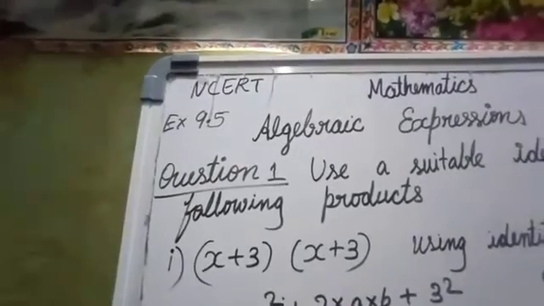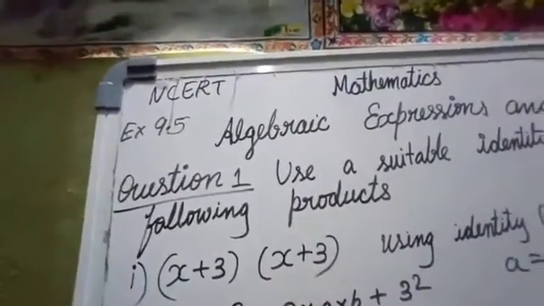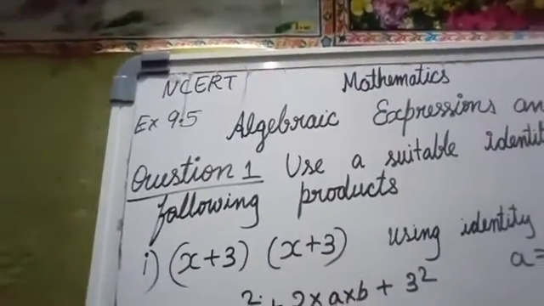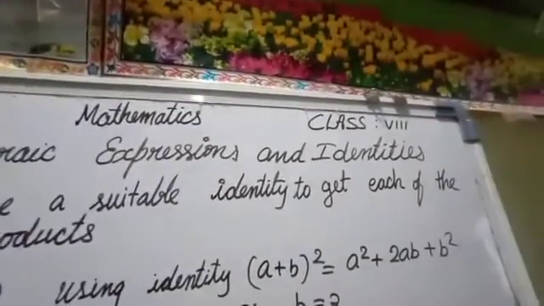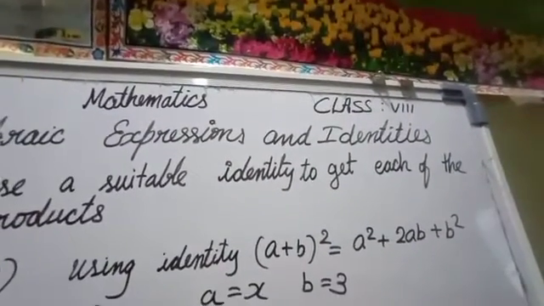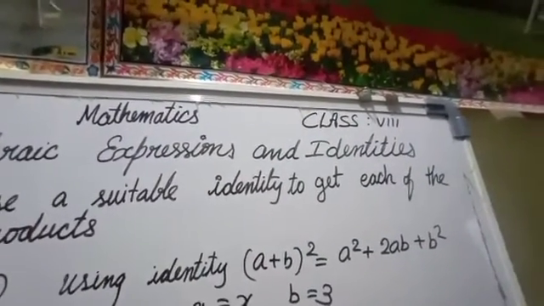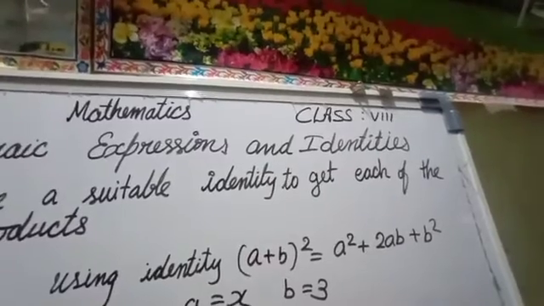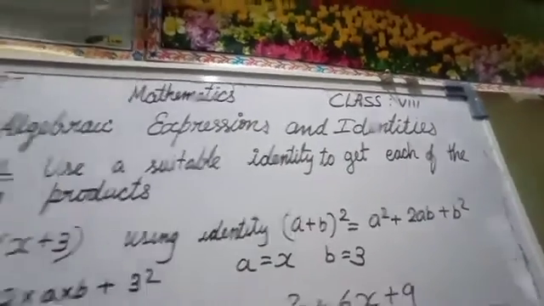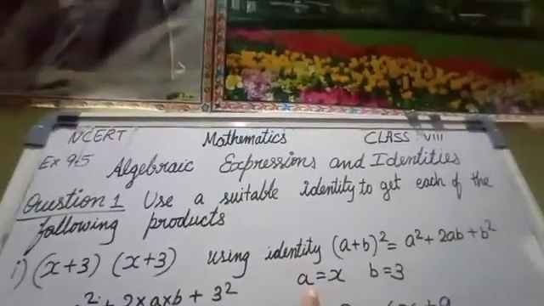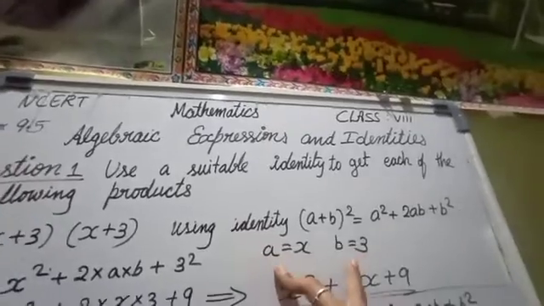Let us see now. One more thing is that you have to observe the question, then you can think over which identity is suitable for it. Now here (x + 3) means (x + 3) whole square. So we can use the identity (a + b) whole square = a square + 2ab + b square. According to the question, a is equal to x, b is equal to 3.